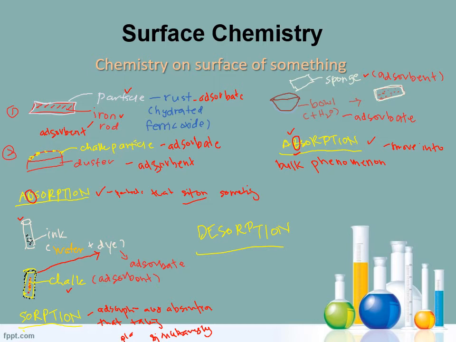And we have another term which is desorption. Desorption is where we remove the particles or the substance that absorbed or adsorbed on the surface of something. So you have to understand the terms here: adsorption, absorption, sorption, desorption, and you can differentiate what is adsorbate and what is adsorbent.